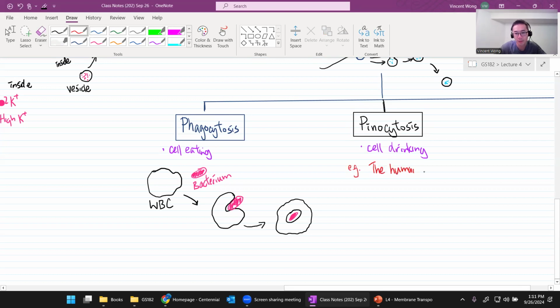So this is an example. The human egg can absorb fluid from its surroundings to obtain energy or nutrients rather. Oh my goodness, what happened? Let's see if I can get all those things back. Okay, from surroundings to obtain nutrients.